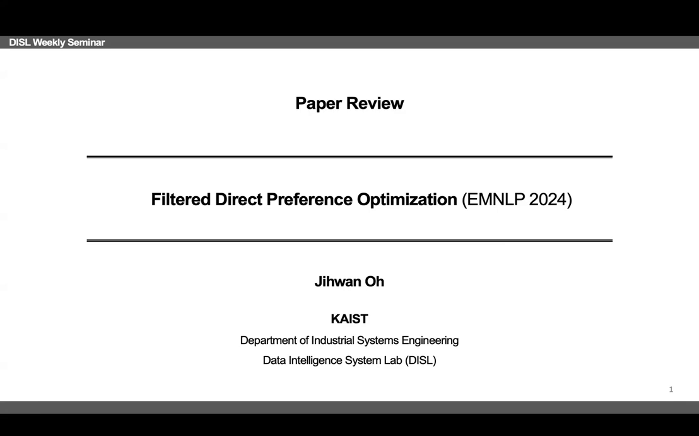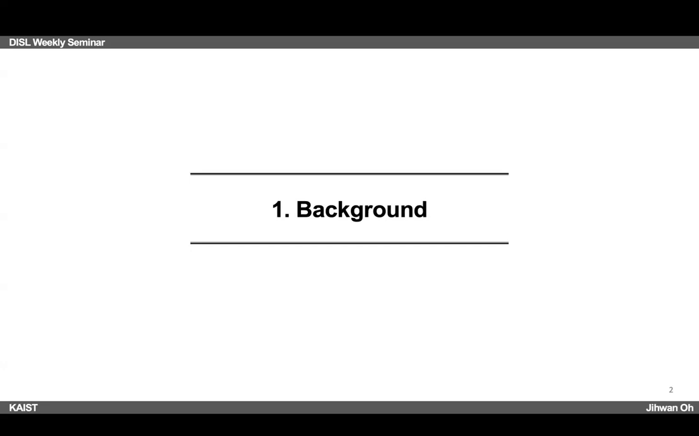Today, I'm going to introduce filtered direct preference optimization, which is published in EMNLP 2024. This paper covers the importance of data quality and the filtering process in direct preference optimization. First, I want to give a brief background of preference optimization.